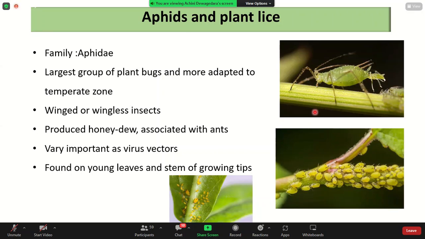Because they have to pierce the plant tissue, they have to insert their mouth parts. So rather than hard parts, soft young leaves and stem parts are preferred by these insects.